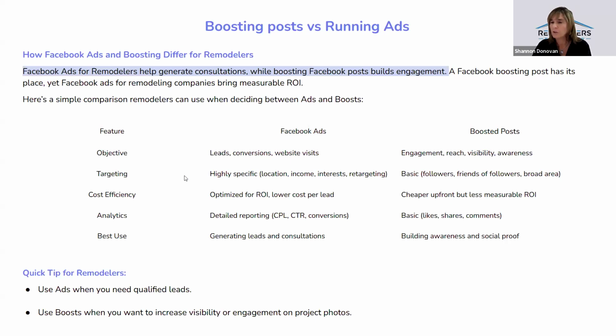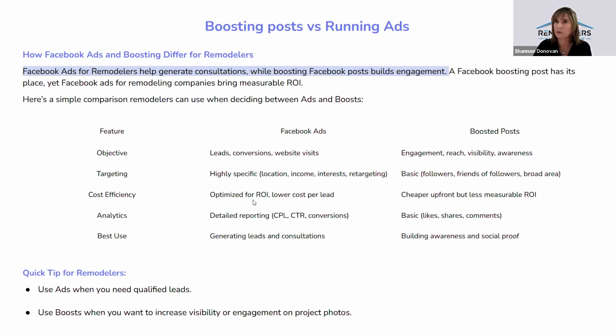Okay. The biggest thing here is targeting, probably out of all of it. The objective is very different too, but you can get very specific in your targeting with Facebook ads: the location, the income, are they homeowners versus renters, their interests, and then we can, of course, do retargeting. When you're doing boosted posts, it's really your followers and the friends of your followers, and you can do some broad area, but you can't get very specific. You're not really zeroing in, and you can't retarget. Cost efficiency, it's much cheaper to do, but you don't have a good measurable ROI because you're generally not getting leads. There's no click to call. There's no call to action here. You're just boosting a post.